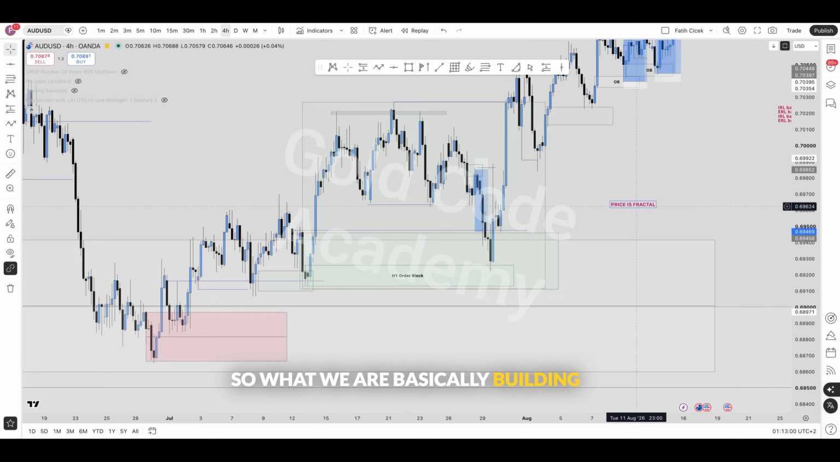Okay, so what we are basically building here is we're trying to build up a layered understanding of price action. We have different layers: monthly, weekly, daily, 4 hour, 1 hour, 15 minutes, 5 minutes, 1 minute.